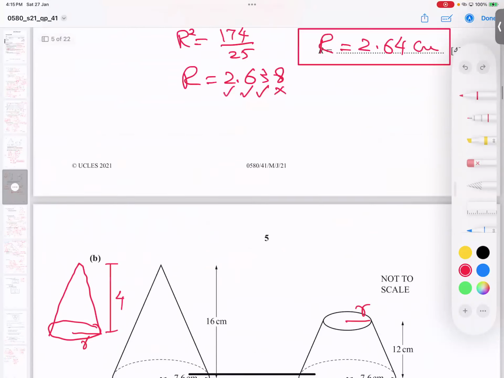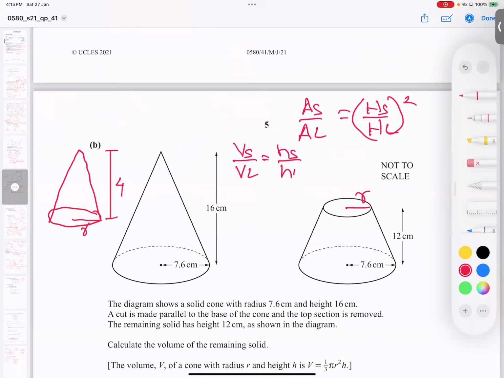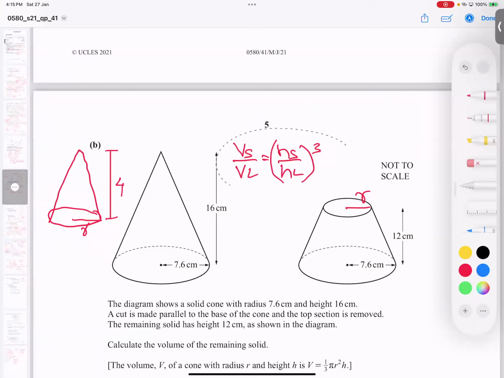You remember, student, we have some formulas. Area of small by area of large equals height of small by height of large. In this case we put power 2 because it is area. But in case of volume, what to do? So I'm writing here: volume of small by volume of large equals height of small by height of large, but I will put power 3. Why, sir? Because in area we put power 2, for volume we take power 3. So the logic is very, very clear to you. And I'm going to solve now.